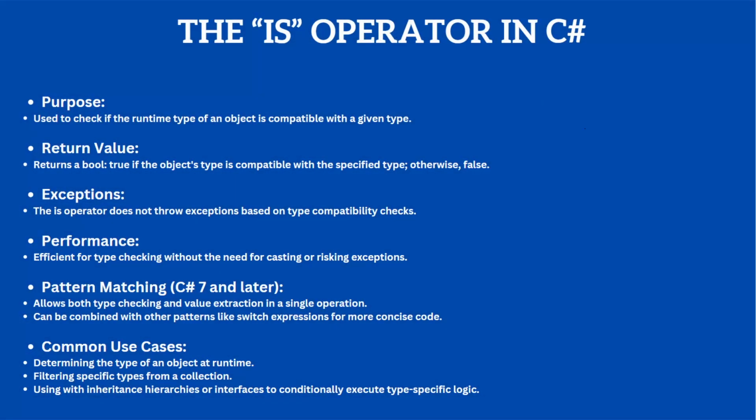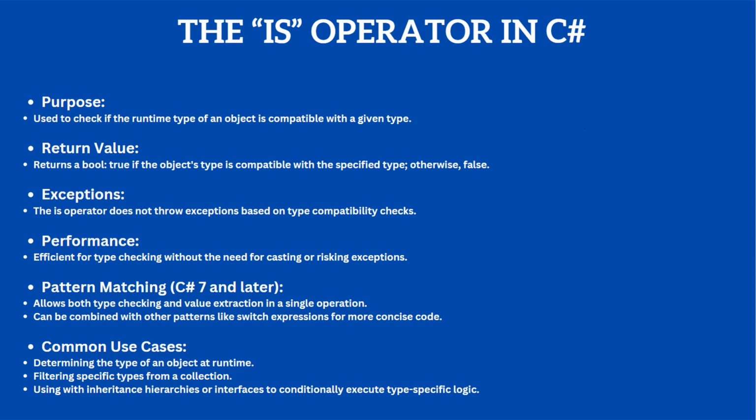What is the difference between the is and as operators in C#? First, let's go over the basics quickly, and then I'm going to show several code samples that demonstrate the usage of the is and as operators in C#.